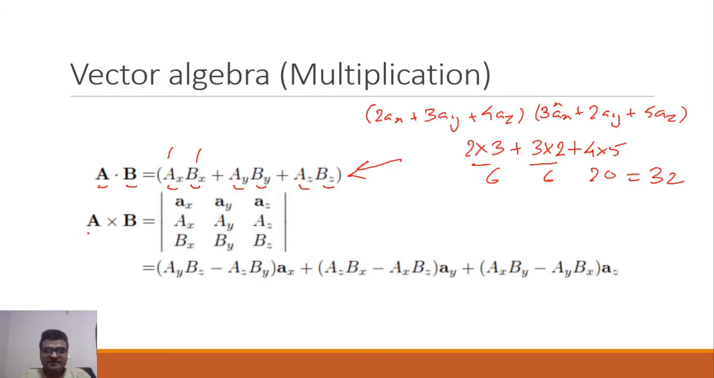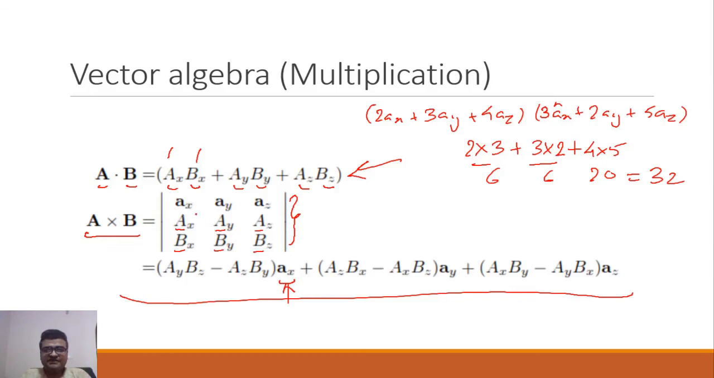And to multiply two vectors in cross product form, a little bit of effort has to be taken. We'll arrange vectors A and B in a determinant matrix form. So AX, AY and AZ are kept on the second row, BX, BY, BZ are kept on the last row, and the unit vectors AX, AY, AZ, which are present in both A and B, are kept in the first row. To find out the answer of the multiplication, let's see first this unit vector AX. This is our result that we are going to calculate.